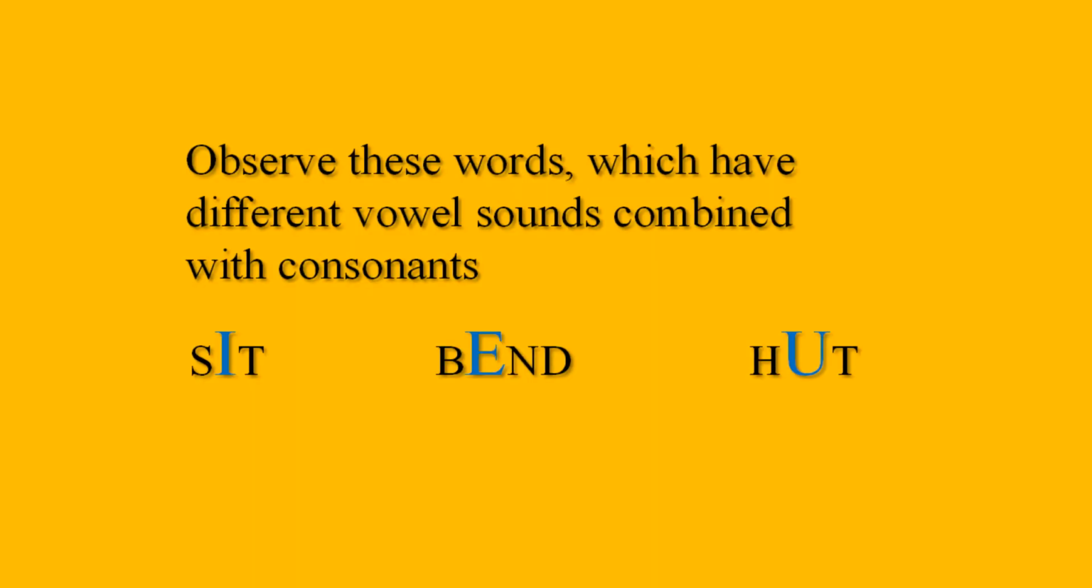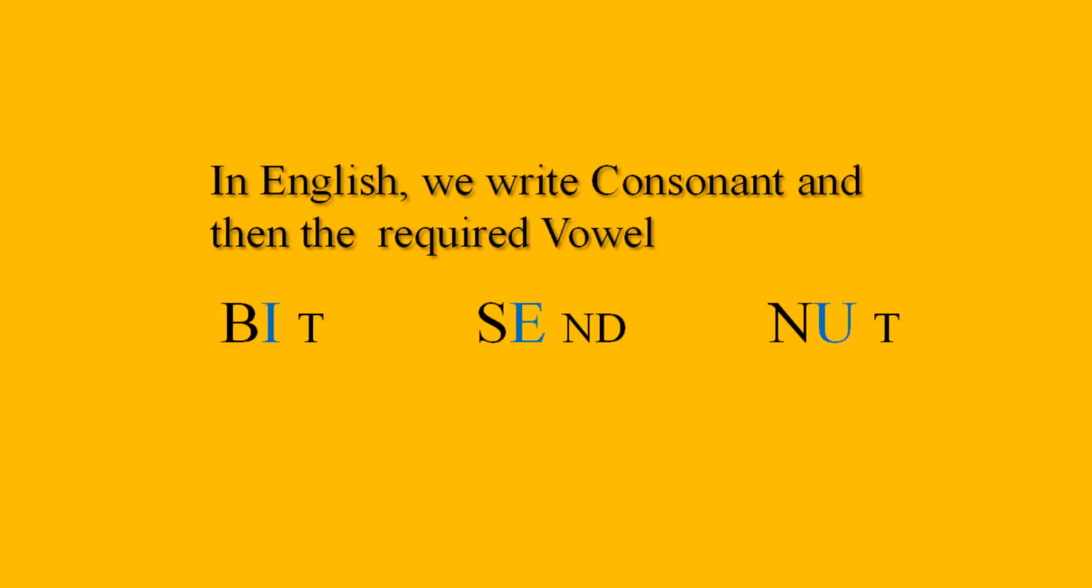If you observe these words, they have a vowel sound combined with the consonant, like sit, si, bend, be. In English, we write the consonant followed by the required vowel based on its sound.